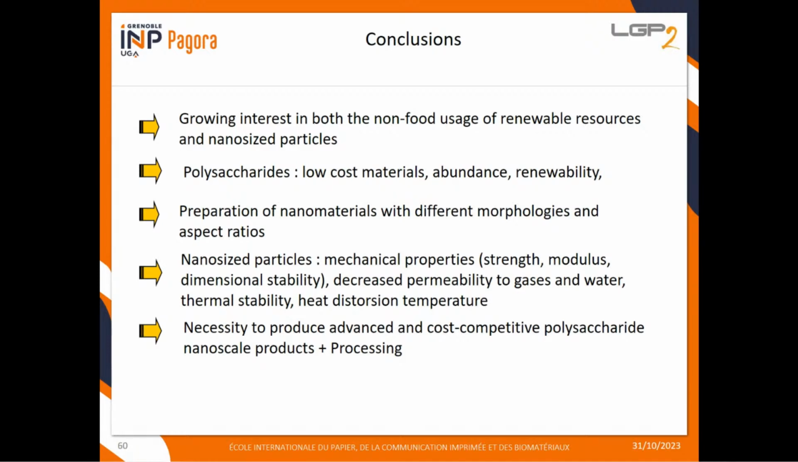And of course, there are new properties for these nano-sized particles: mechanical properties, decreased permeability to gases and water, increased thermal stability at distortion temperature. So the main issue for the most abundant use of this nanomaterial is, of course, the price of the material, and it's necessary to optimize the preparation of this nanoparticle, but also the processing of nanocomposites. We discussed yesterday about extrusion. Of course, it's more convenient than water evaporation.